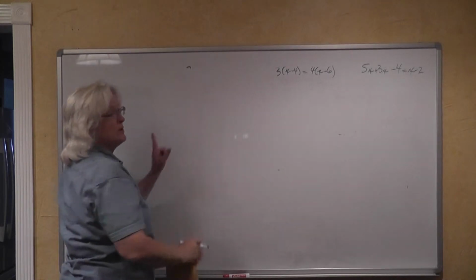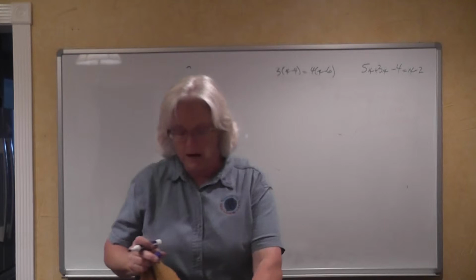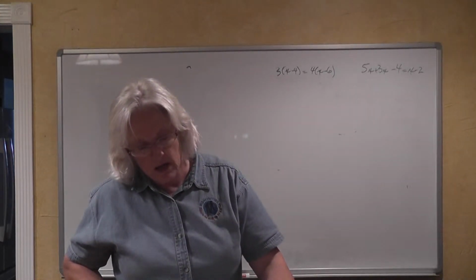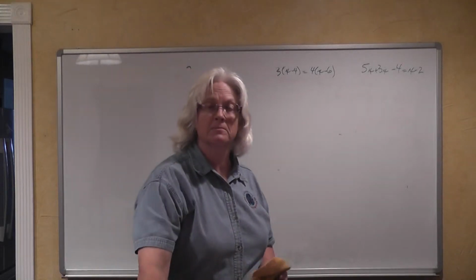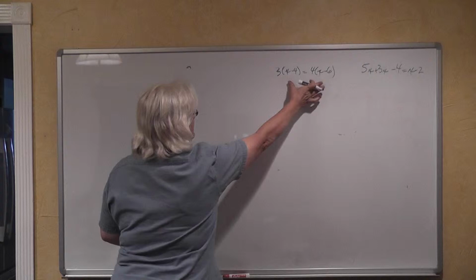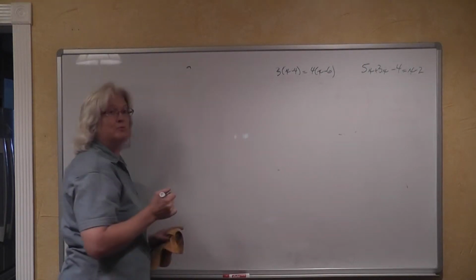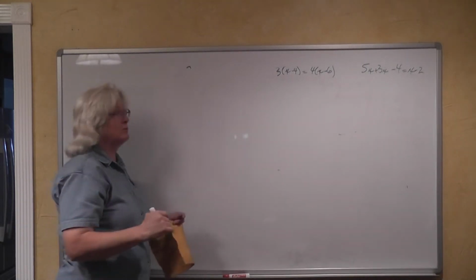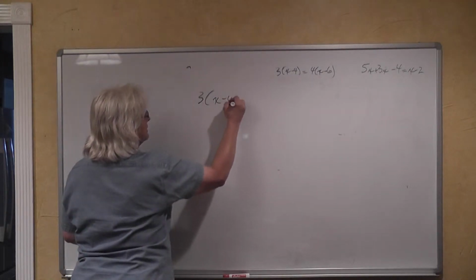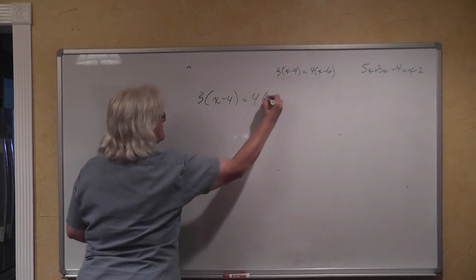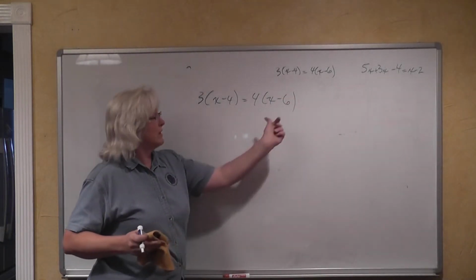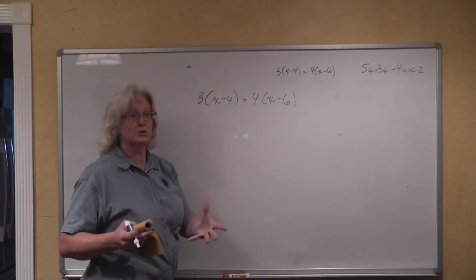We have 3 times the quantity x minus 4 is equal to 4 times the quantity x minus 6. What does our order of operations say? Our order of operations says that if you have parentheses, you have to remove those parentheses first. So what are we going to have to do here as I recopy this problem? Well, ideally, you would work inside the parentheses first, wouldn't you?